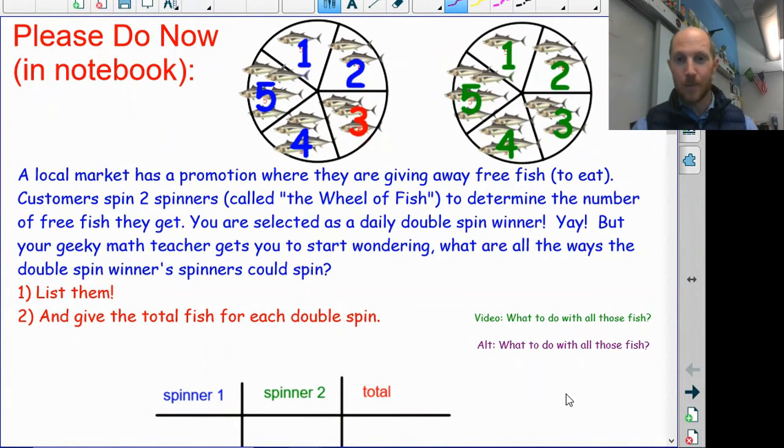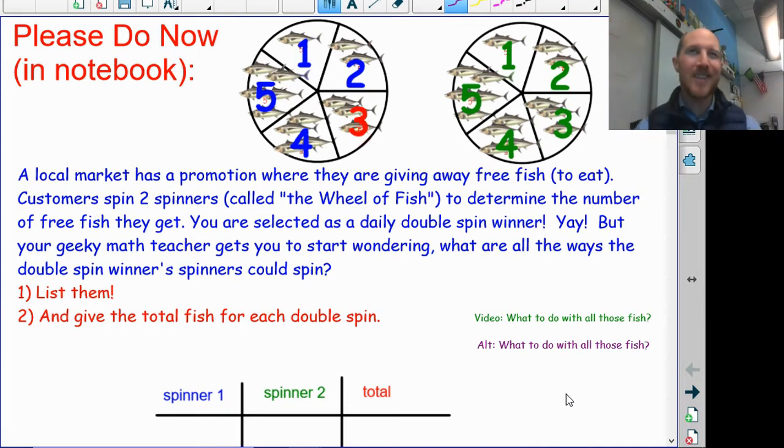There's spinners. One fish, two fish, red fish, blue fish. Cool. Well, a local market, which will remain nameless, has a promotion where they're giving away free fish, like to eat, not for pets. Customers get to spin 2 spinners. You see them in the picture there. There's a blue one and the green one. They're called the Wheel of Fish. And that determines the number of free fish that they get.